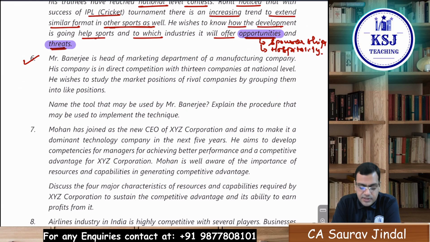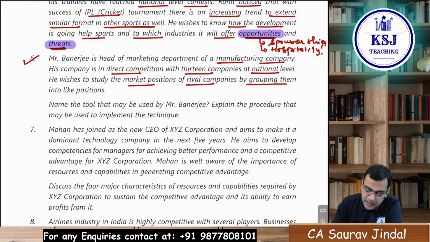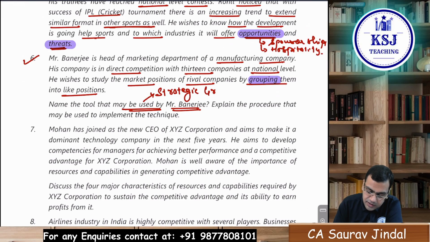Mr. Banerjee is the head of the marketing department of a manufacturing company. His company is in direct competition with 13 companies at the national level. He wishes to study the market position of the rival companies by grouping them into like positions. Name the tool that may be used by Mr. Banerjee. From the name itself, the tool you can identify, sir. Which tool is it going to be? Strategic group mapping. It is going to be strategic group mapping.